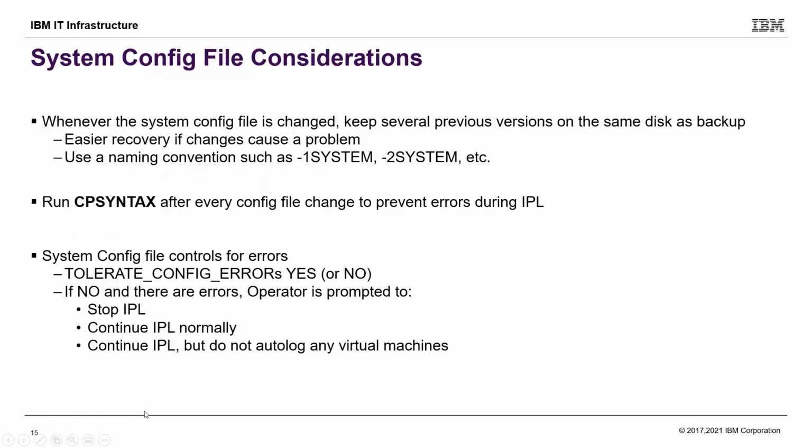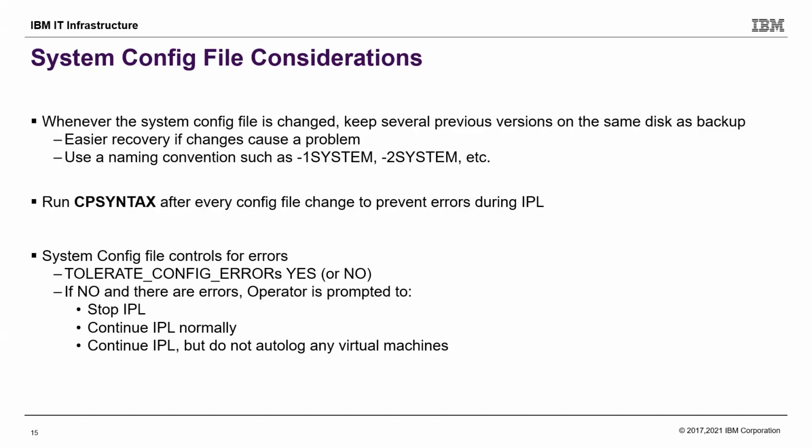For the system configuration file, whenever you change it, I highly recommend keeping previous versions. So before you edit and save your configuration file, copy it to a different file, a backup file. It's easier to recover. If you make a mistake or a change you make causes an issue, it's easier to revert back to the old one and then figure out what you need to change, what went wrong, things like that. And use some kind of naming convention that makes it easy to keep track of the sequence of the files. So there's an example here that I think some of our clients use, but whatever makes sense to you, create some kind of naming convention for your back level configuration files.